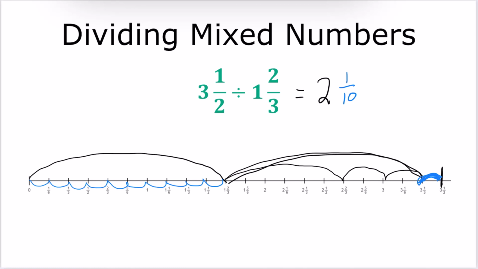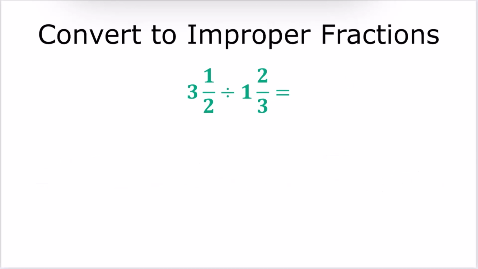However, there's a much easier way to calculate this without having to draw out the whole number line, and that is to convert the fractions into improper fractions and then use the reciprocal method or the zigzag method to figure out that fraction division. So if I change 3.5 into an improper fraction, well, 3 is 6 halves, with the 1/2 would be 7 halves. So I'm going to have 7 halves divided by 1 is 3/3 plus the 2/3 is going to be 5/3.